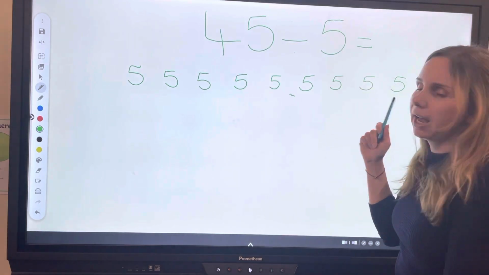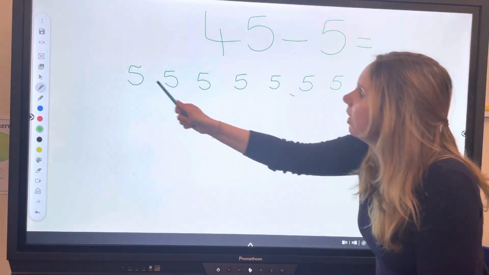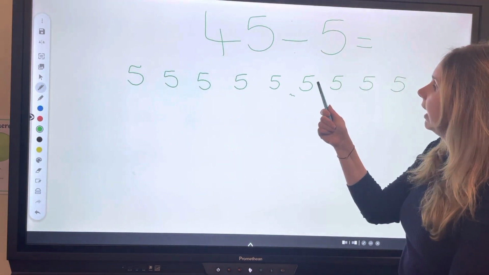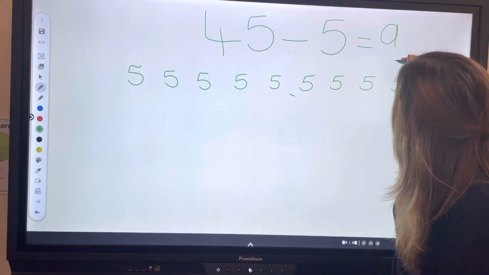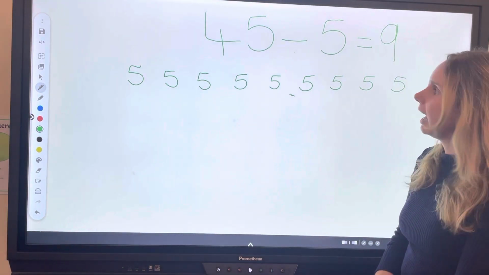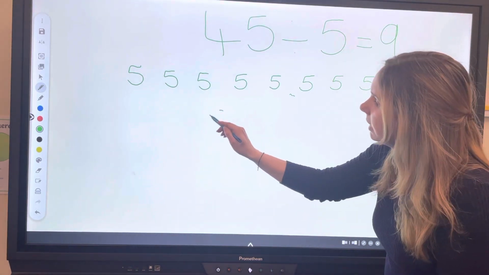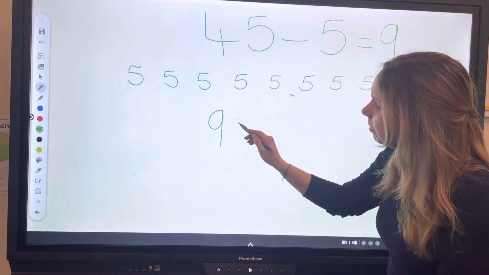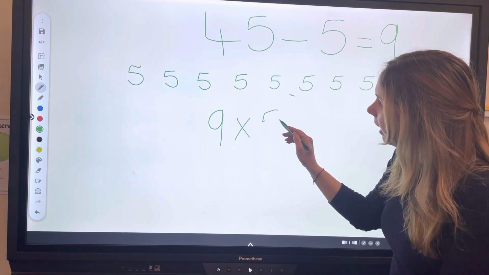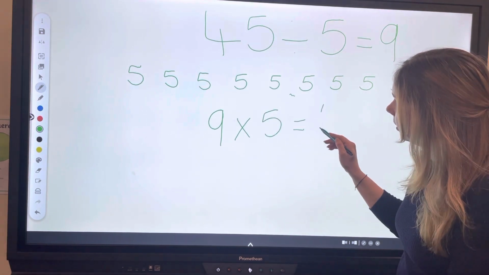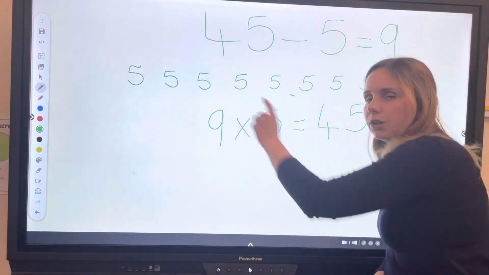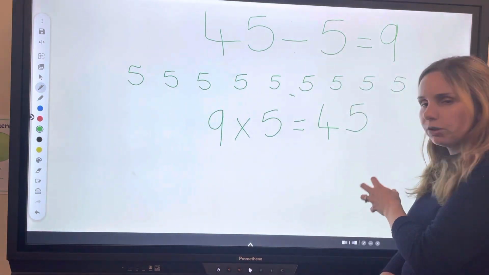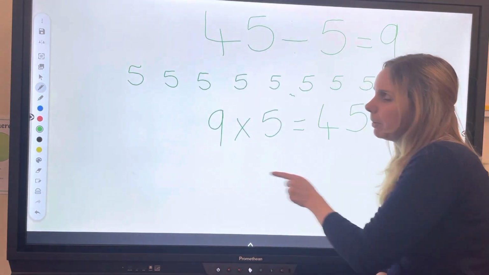So how many times have I counted in 5s? 1, 2, 3, 4, 5, 6, 7, 8, 9. Okay, 9 times, because I know the inverse. 9 multiplied by 5 equals 45. Again, if you're not sure, then draw your 5 groups out and share the number into those groups.